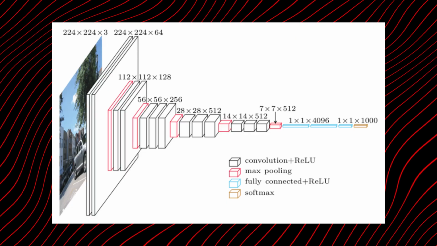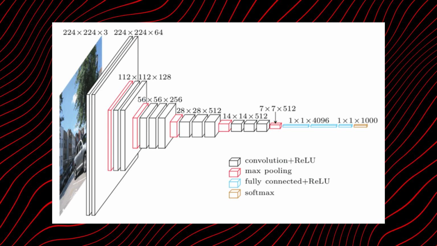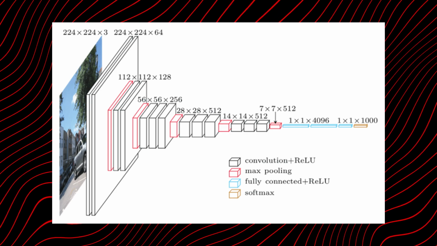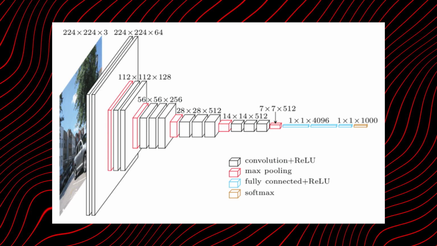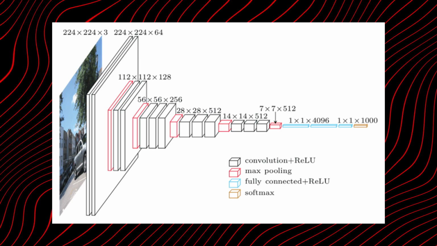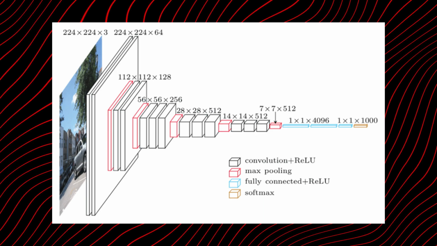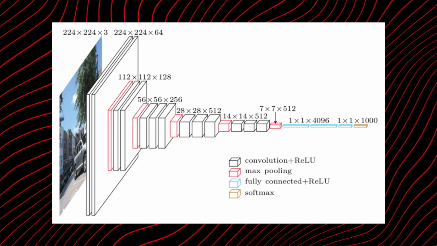At the same time was the VGGNet, developed by Karen Simonyan and Andrew Zisserman. It was runner-up in ILSVRC 2014, and it demonstrated the importance of depth in ConvNets with a simple and homogeneous architecture using 3x3 convolutions throughout. Despite high memory and parameter requirements, it showed excellent performance.